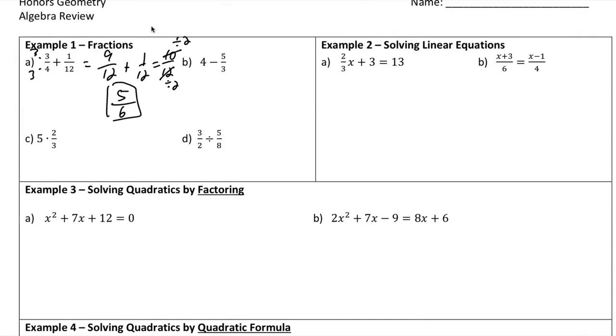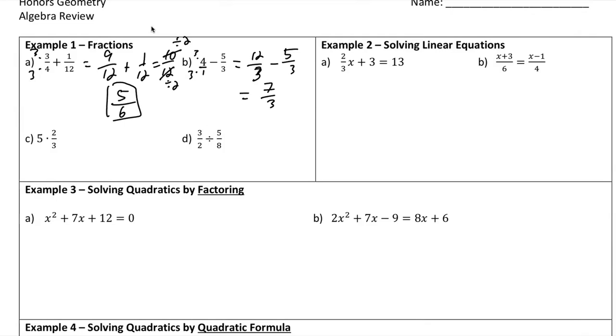For the next one, 4 minus 5 thirds. Again, I can make this a 4 over 1, and I want to make it over 3. So I multiply this by 3 and 3. I get 12 thirds minus 5 thirds. 12 minus 5 is going to give me 7 thirds. And I'll just leave it like that.